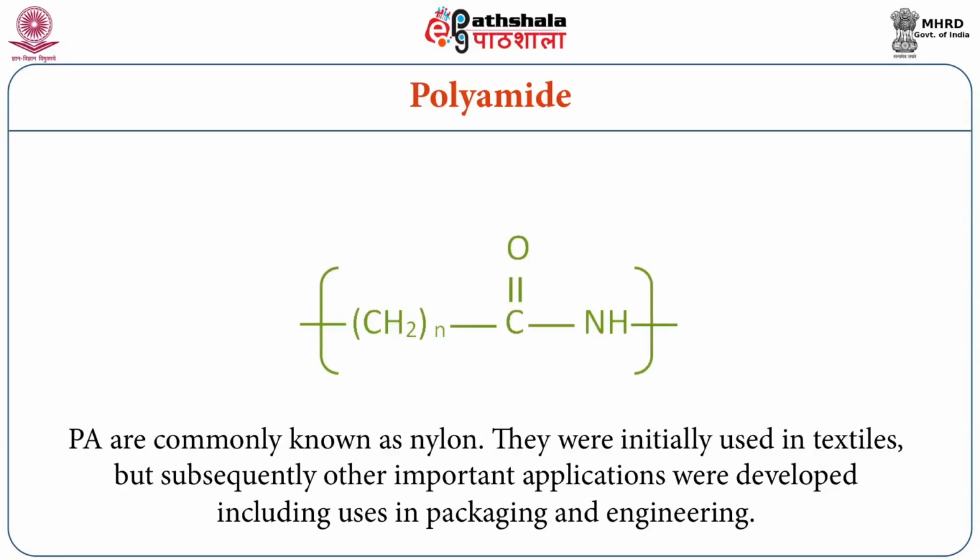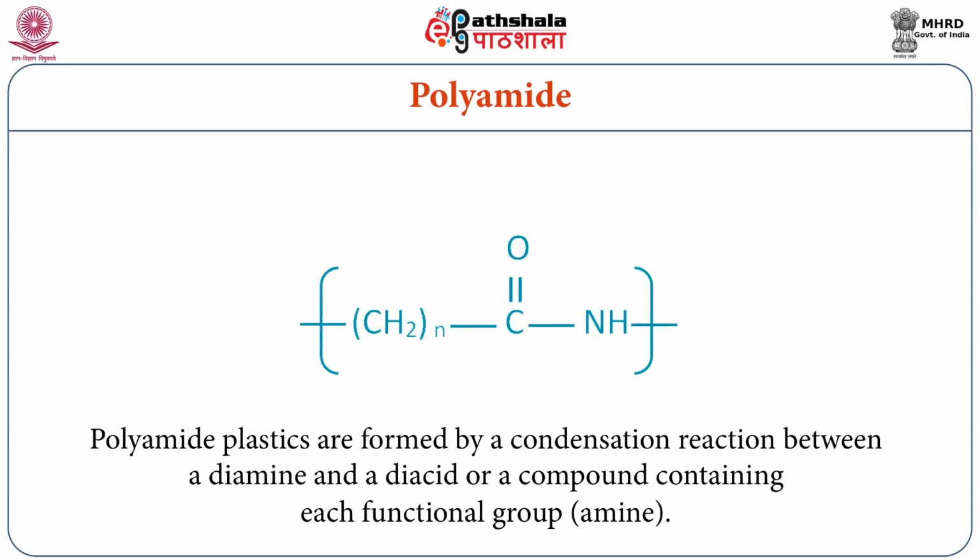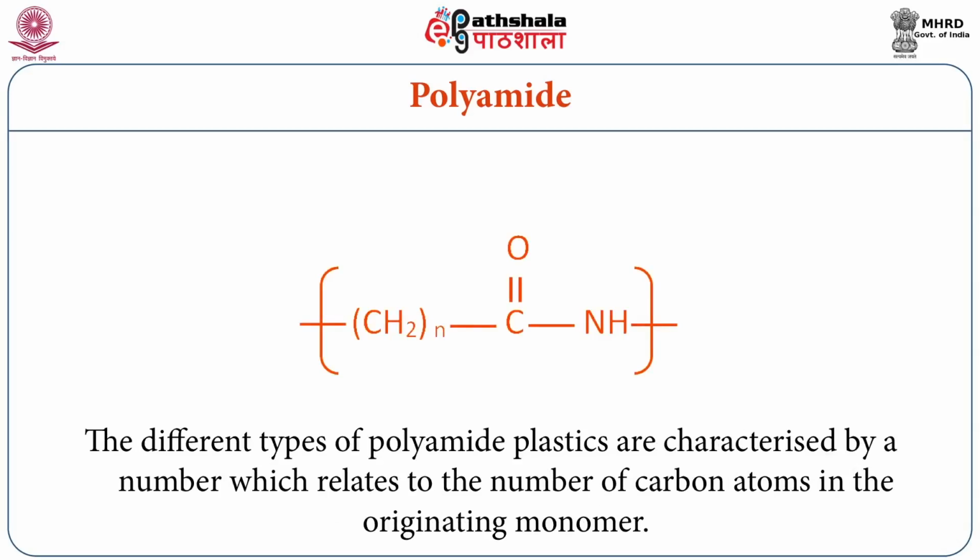Polyamide. Polyamides are commonly known as nylon. They were initially used in textiles, but subsequently other important applications were developed, including use in packaging and engineering. Polyamide plastics are formed by a condensation reaction between a diamine and a diacid, or a compound containing each functional group. The different types of polyamide plastics are characterized by a number which relates to the number of carbon atoms in the originating monomer.